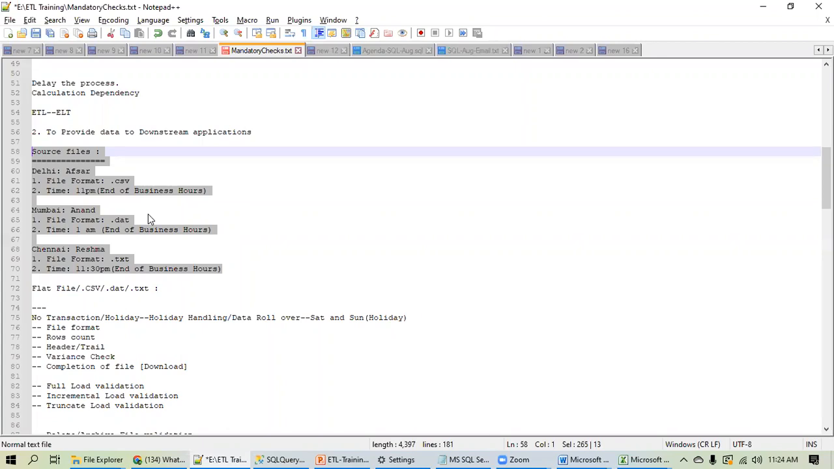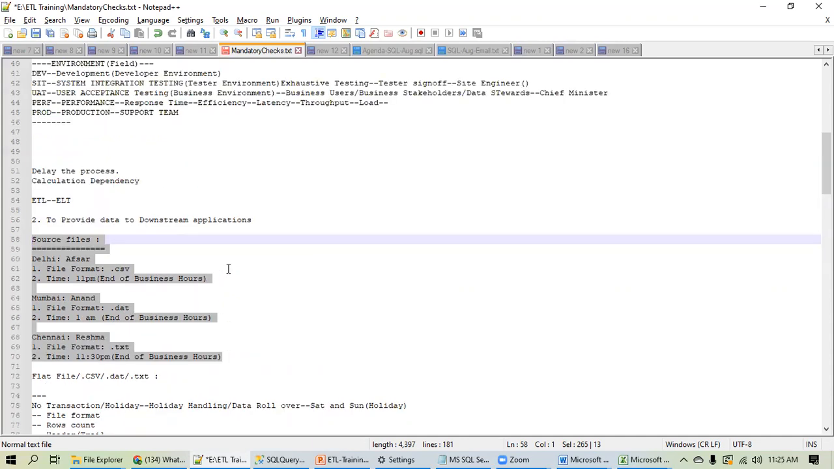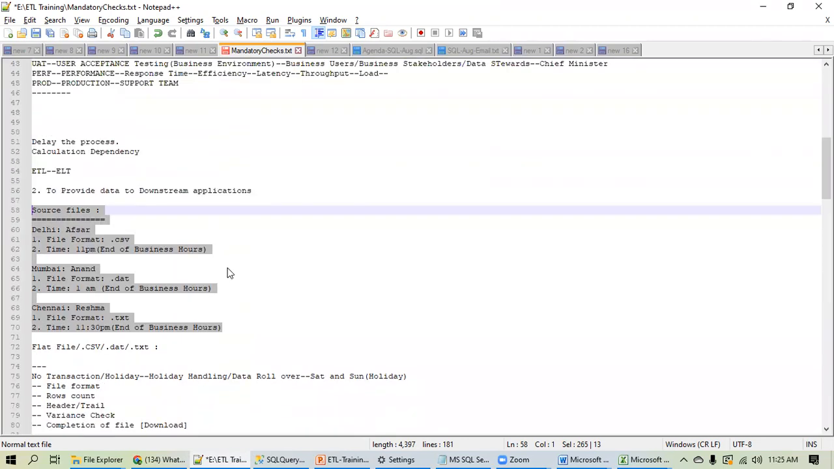So the first discussion is the file format. The second discussion is the timing. Any questions so far? Is it clear, everyone? Okay, fine. So this should be your initial round of discussion.